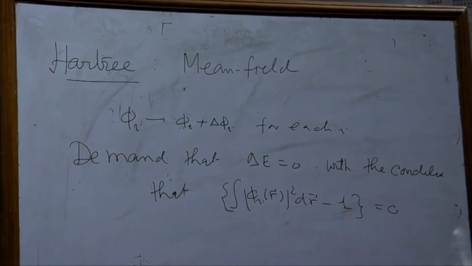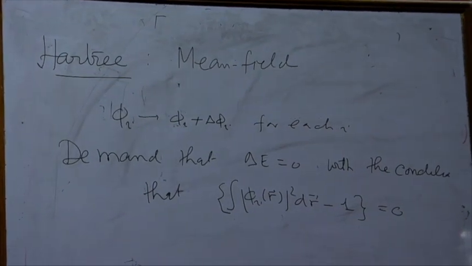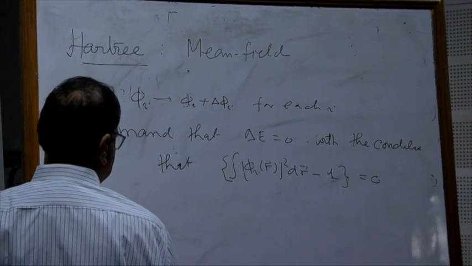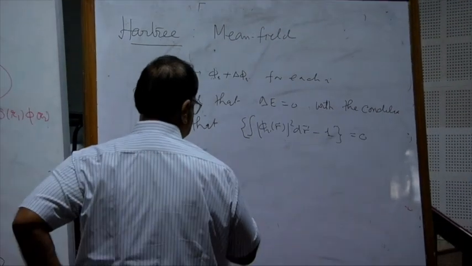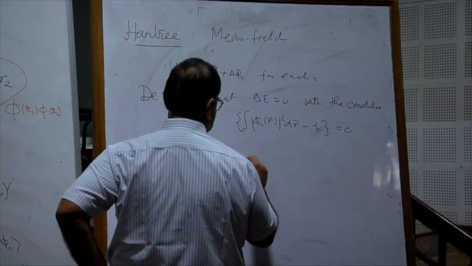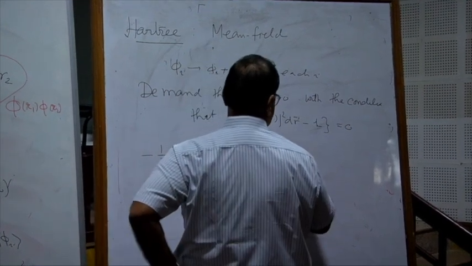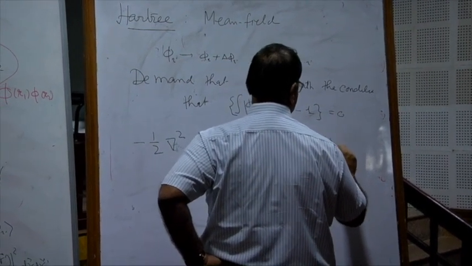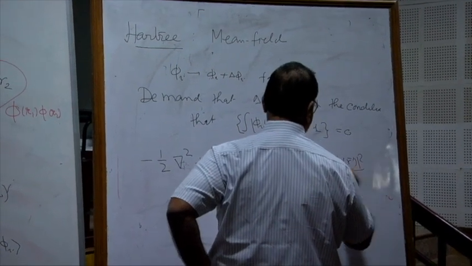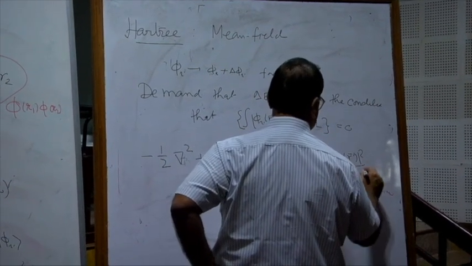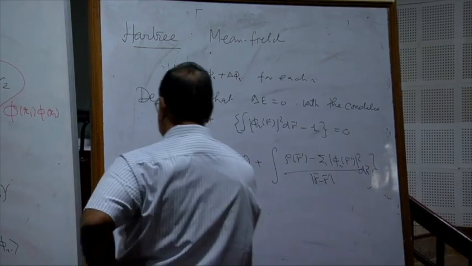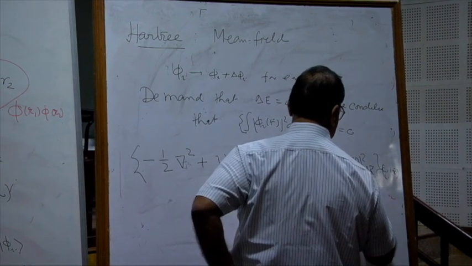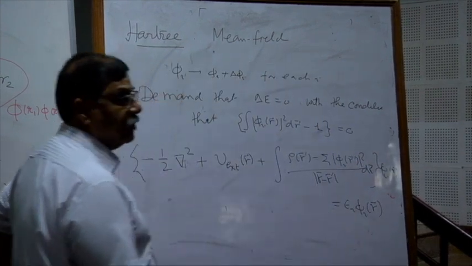And you do this, I'll leave this as an exercise. It's very simple. It's just messy. You just have to do all that delta phi and all that. And what you end up getting is minus one half del square plus V external of r, plus the integral of rho of r prime minus the ith density, phi of r prime mod square, over r minus r prime, acting on psi i of r equals epsilon psi. Exactly the same as the Hartree equation.